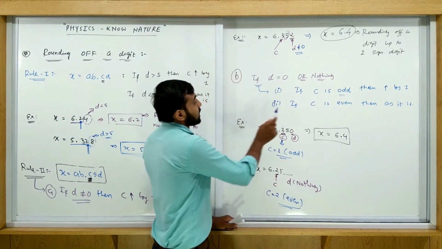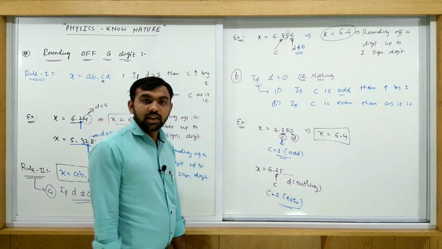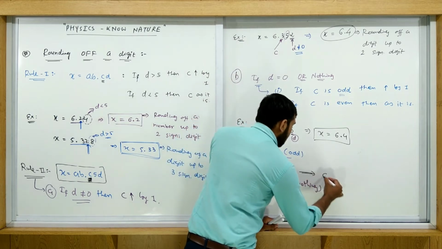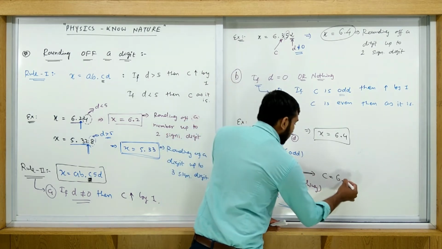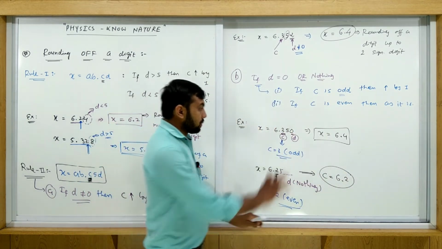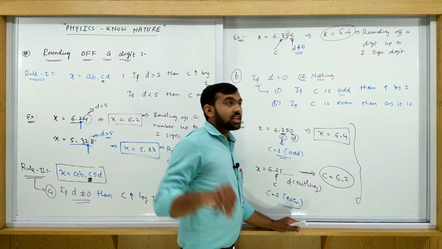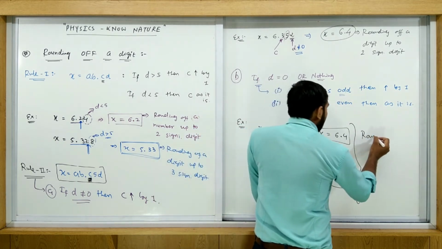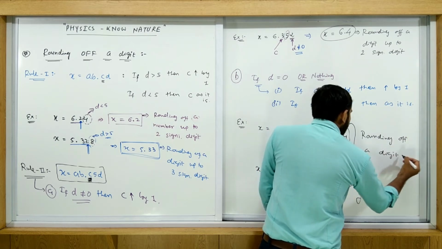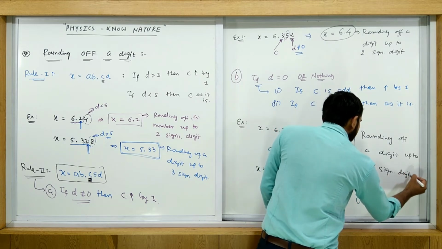Even. So for even, if C is even, then it is as it is. There is no change. So what is the rounding of the answer? The rounding of the answer is C is equal to 6.2. There is no change. So this answer is rounded up to 2 significant digits only.